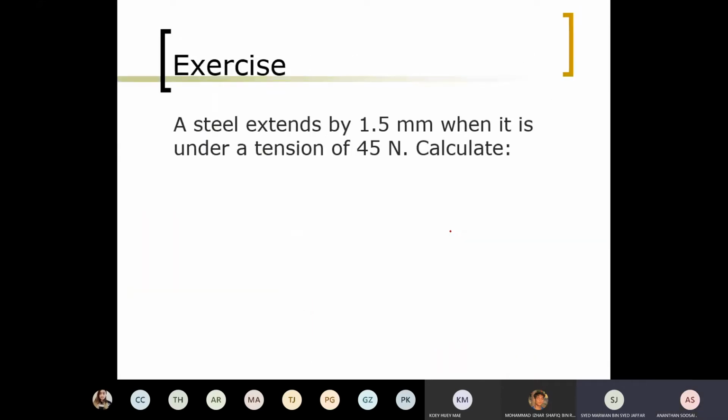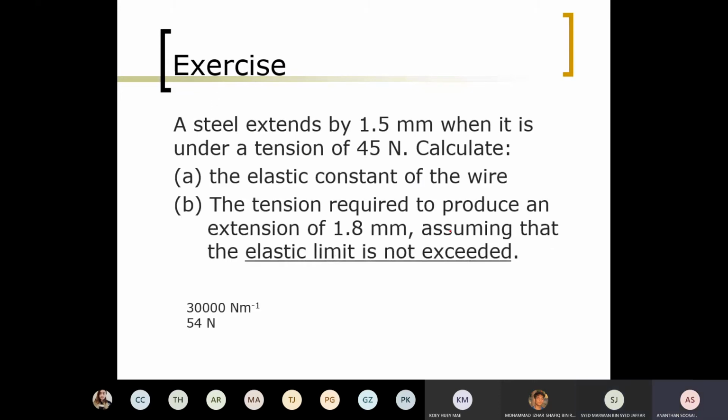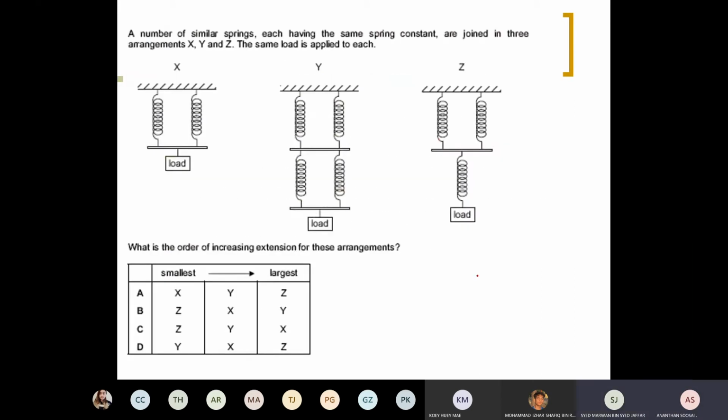These are questions. I don't want to do this one, sorry, let me go straight to this question. I think this is quite easy. You can do this. Come on, one minute for you. What's the answer for this question? What is the order of increasing extension for this arrangement, from the smallest extension to the largest extension?